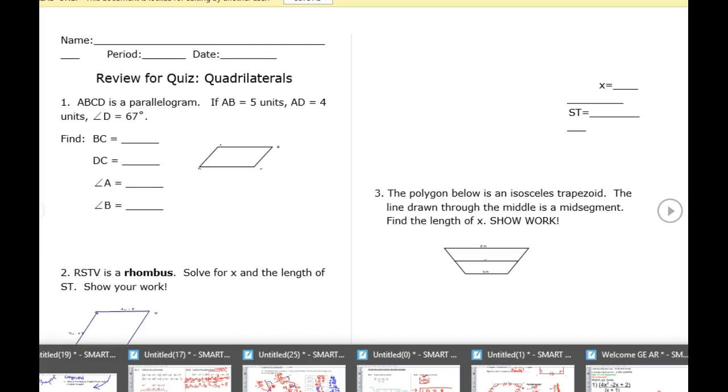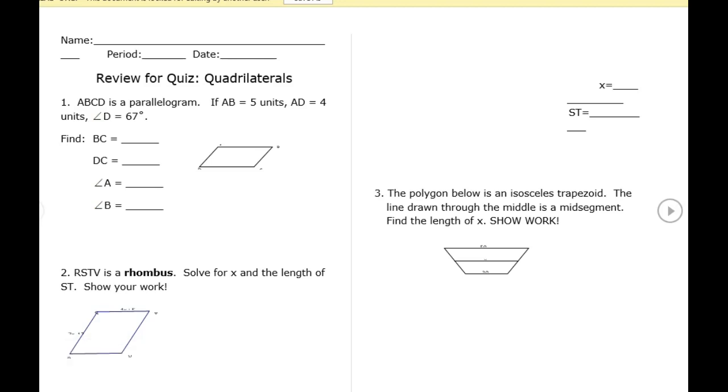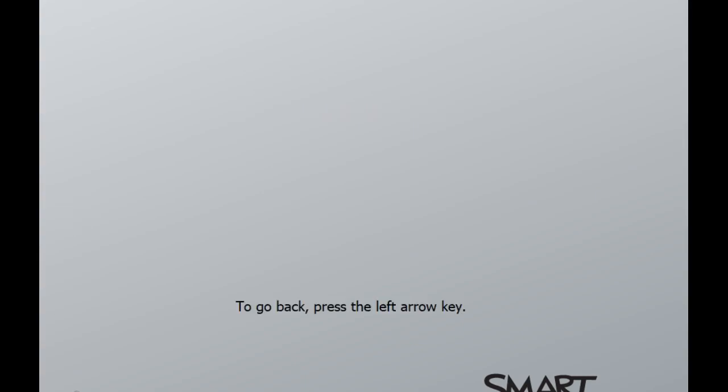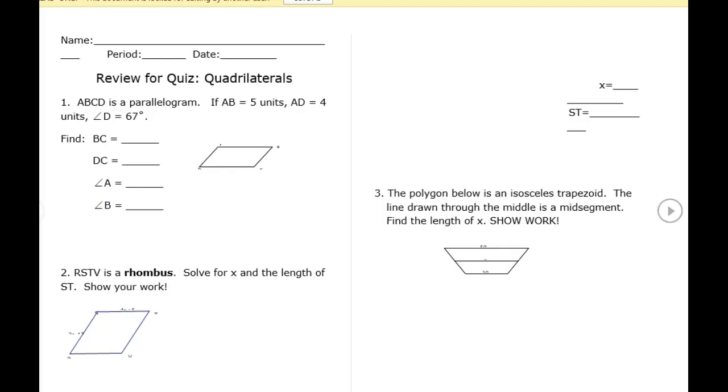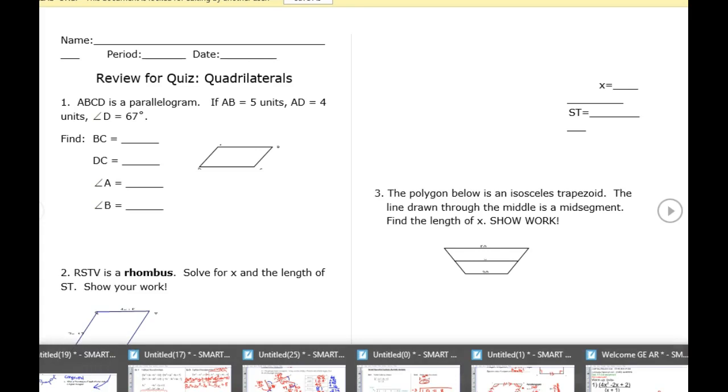Okay, so we're going to do this review. Waiting for it to load right now. Might as well calibrate. Wait. Alright. Just waiting for it to load.